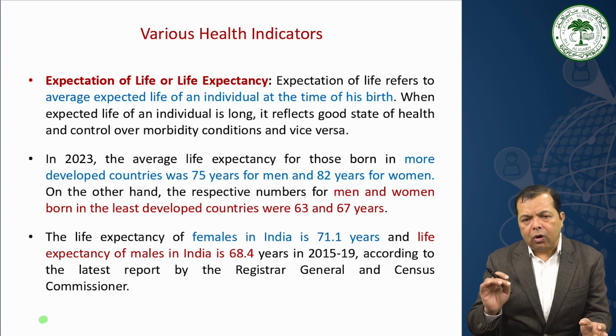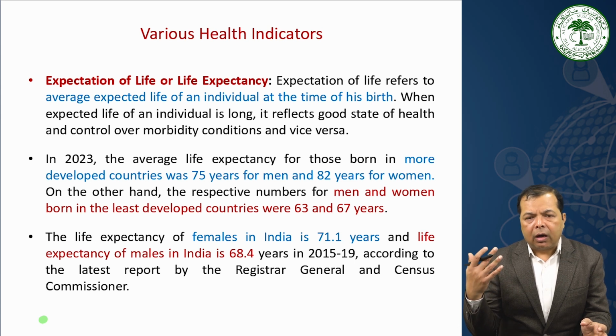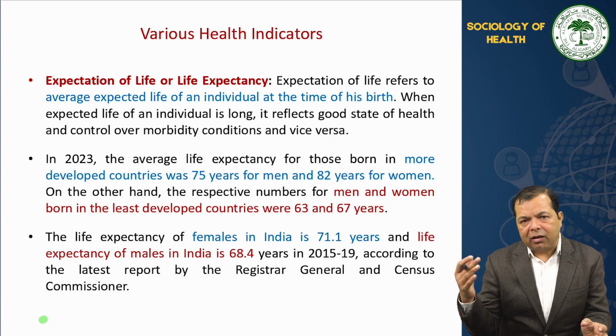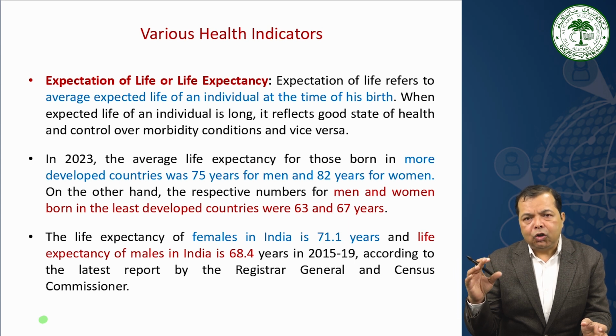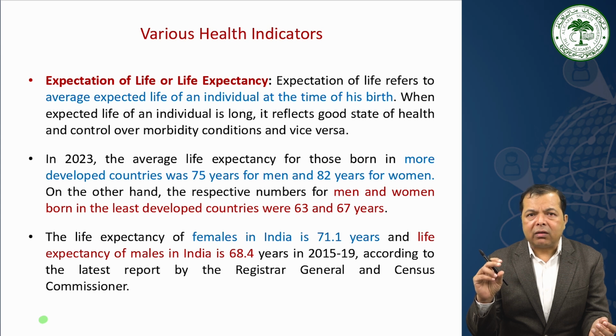So if you are aware of this difference in the life expectancy of males and females, and then you see the composition of population, or for that matter the sex ratio, then you will get to know so many contradictions existing in any society. So these indicators will help you to understand the society more comprehensively.